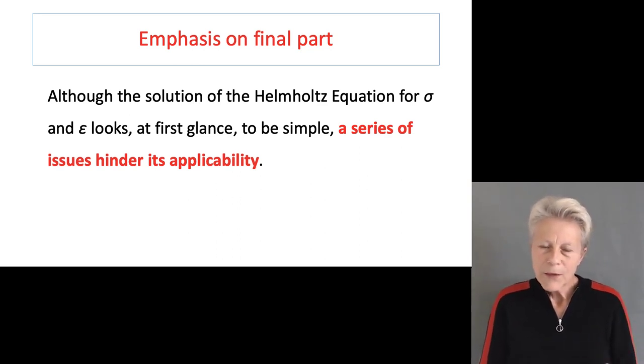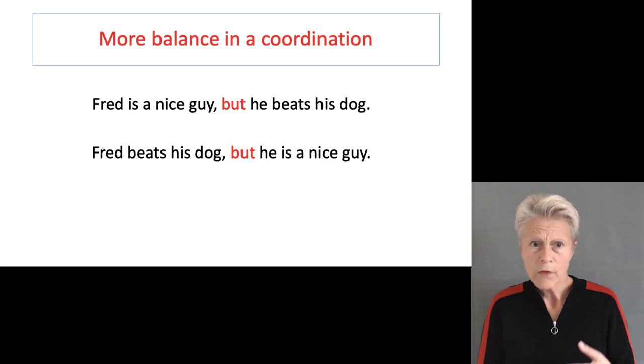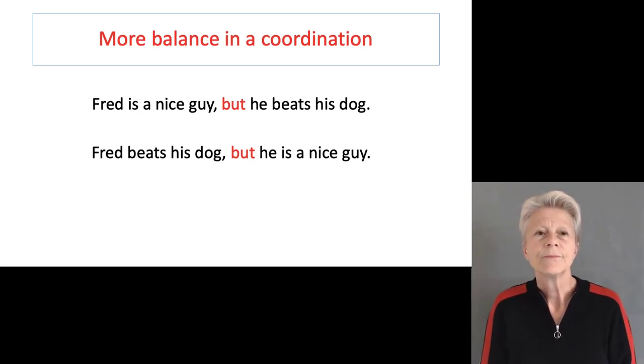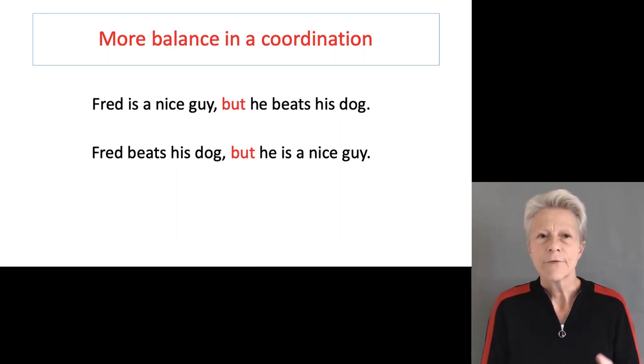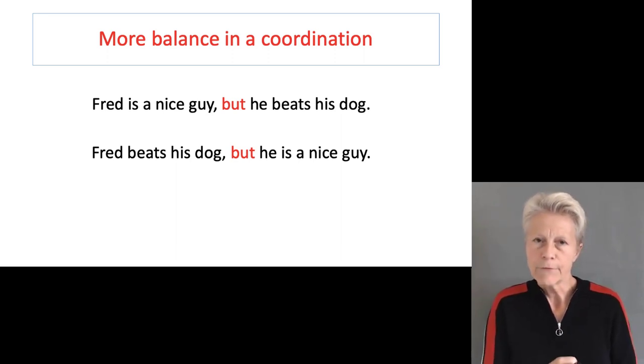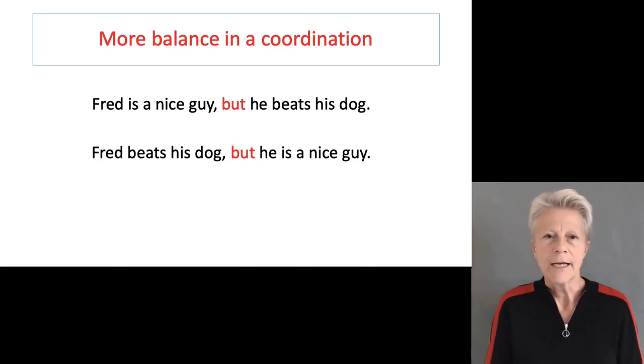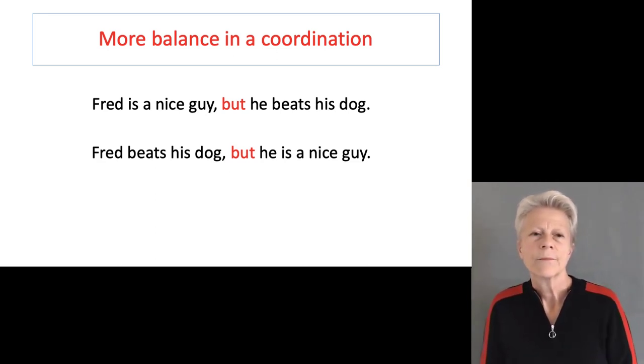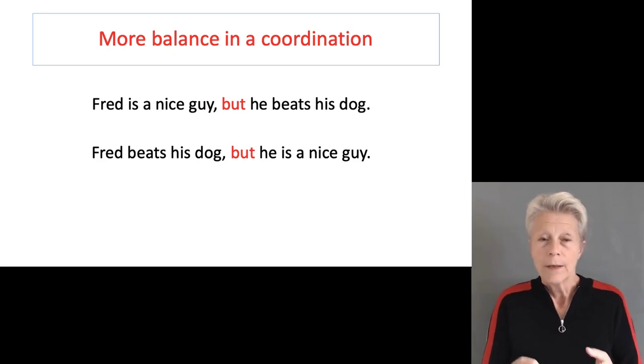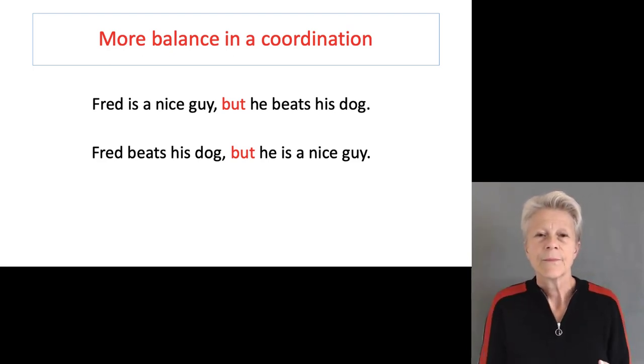Okay, now we've been looking at complex sentences with subordinate structures. Let's look at a compound sentence. This is the different pattern I talked about before, consisting of two clauses connected by tiny words like and, but, or, yet, so, or for. Fred is a nice guy, but he beats his dog. Fred beats his dog, but he's a nice guy.